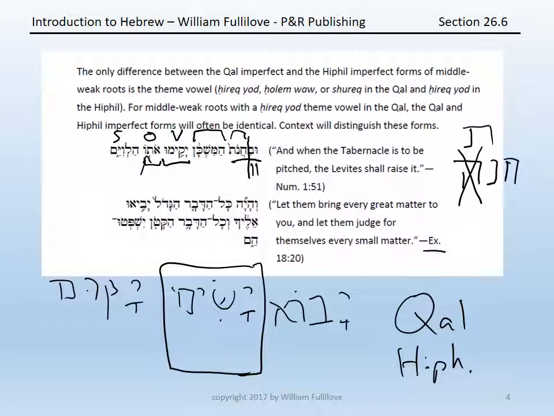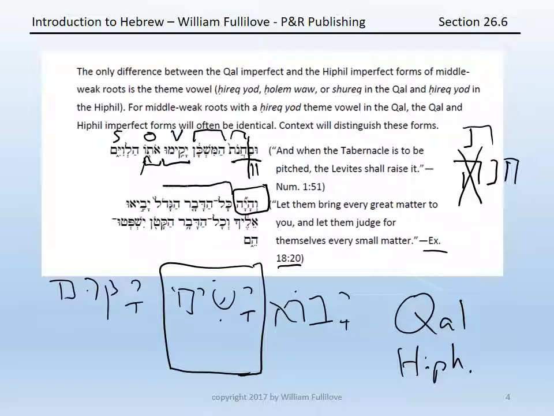Second example, Exodus 18:20. Vahaya kol hadavar hagadol yaviu eleka v'kol hadavar hakaton yishpatu hem. So we start with a cal converted perfect third masculine singular of the verb haya, and it will be. This really is just introducing the suggestion that is being made.